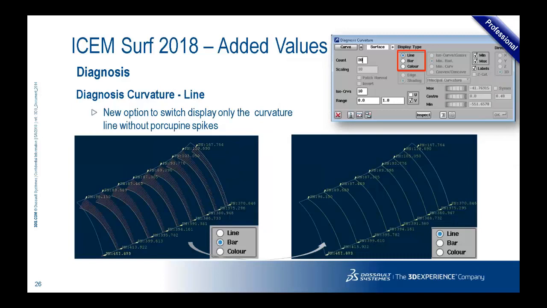Here's another one. I'm sure you've all done this in the past when you've got your curvature diagnostics. Sometimes you don't want to see the red lines, so you make the scaling 0.001 or something really small so you can't see it. We've all done this, I'm sure. So what we can do now is, rather than having to artificially scale down the red lines, you can now just switch them off with just the bar option. Sorry, so bar is on the left, line option is on the right. So just the line just shows the yellow line at the top of the diagnostic.